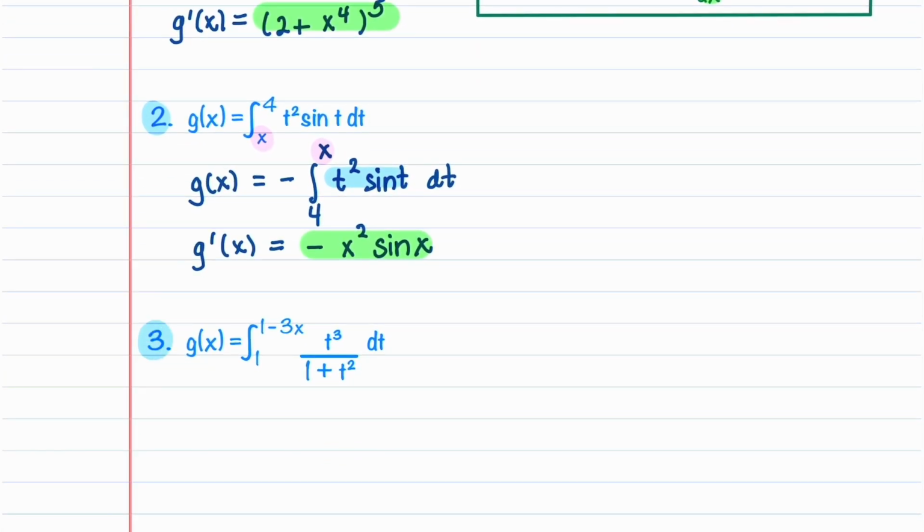Let's now look at example 3. This example is different than the first two because in the upper limit, we have 1 minus 3x. So it is not a single variable. We can only use the Fundamental Theorem of Calculus Part 1 to find a derivative if we have a single variable in the upper limit of integration. So what we're going to do is let u be equal to 1 minus 3x.